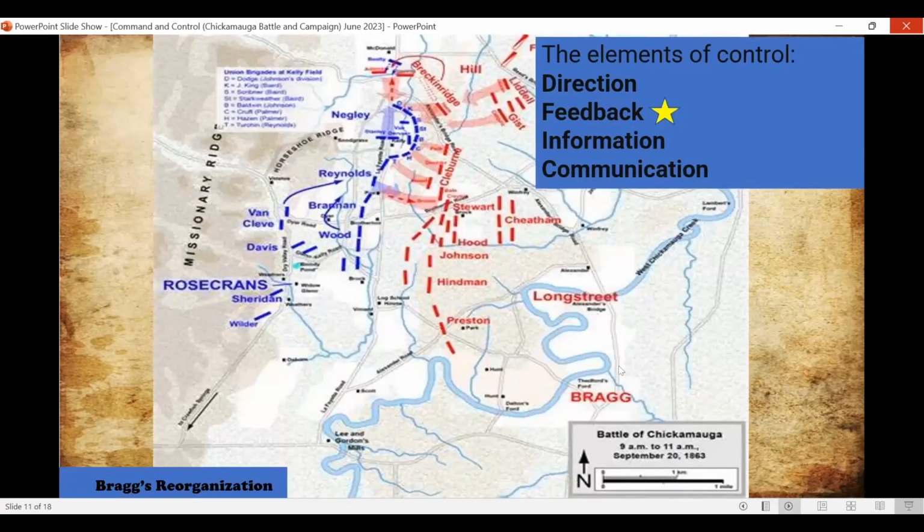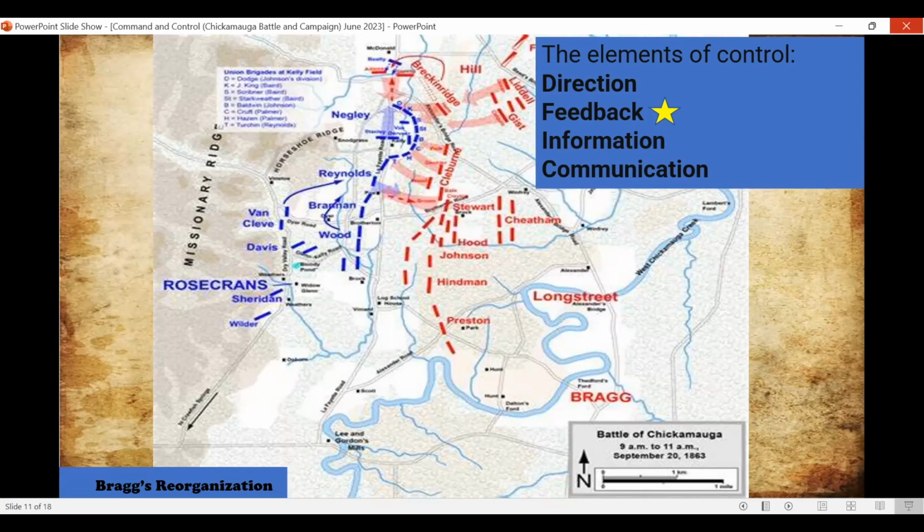And what I'm going to be examining here is feedback. Feedback is a reciprocal flow of information that leads to a shared understanding among all participants. Reciprocal here, folks, is key. Up and down the chain of command. Reinforcements from Longstreet's corps, his men were slowly arriving on the 18th and 19th, swell Bragg's numbers up to 70,000. 5 infantry and 2 cavalry corps, 11 divisions.